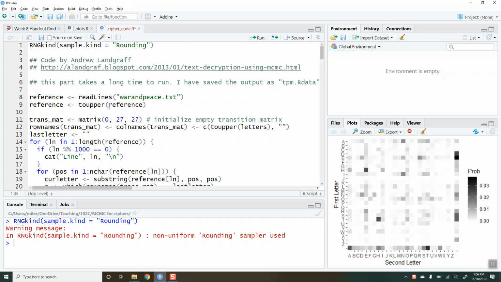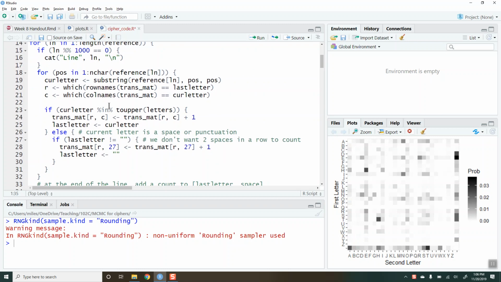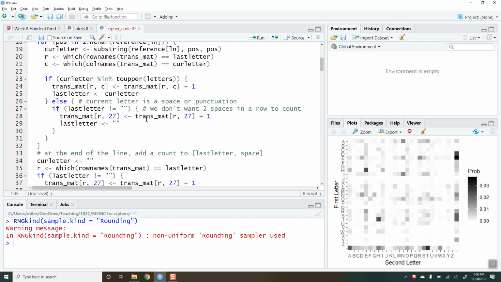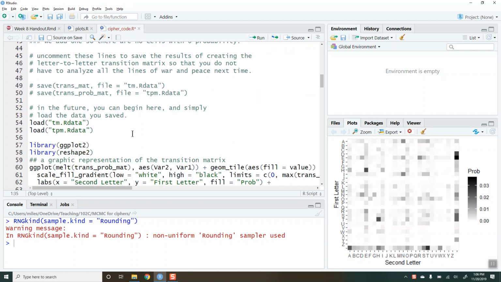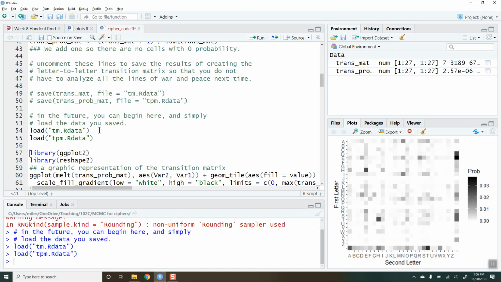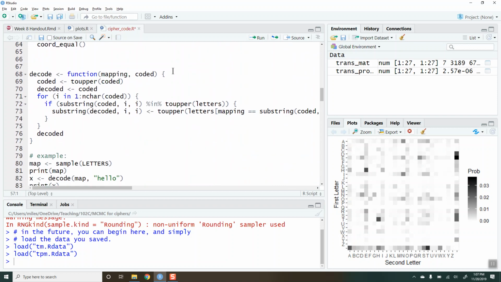Okay. So anyway, we've already done this thing where it goes through all the lines of War and Peace and counts up all the letters and stuff. And rather than running through all of that, I saved the results of that two-letter transition probability matrix, which looks like this. This tells us that T followed by H is common, and H followed by E is common, and all of these other two-letter combinations are common, and this is one way we evaluate whether the resulting words look good or not.